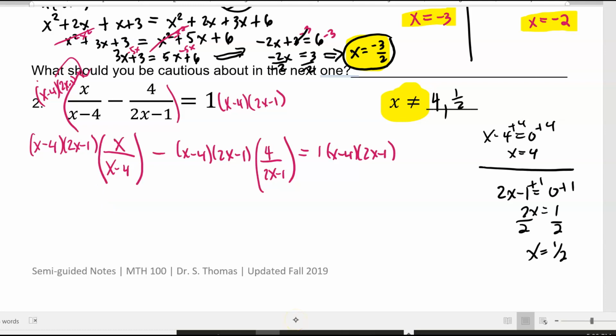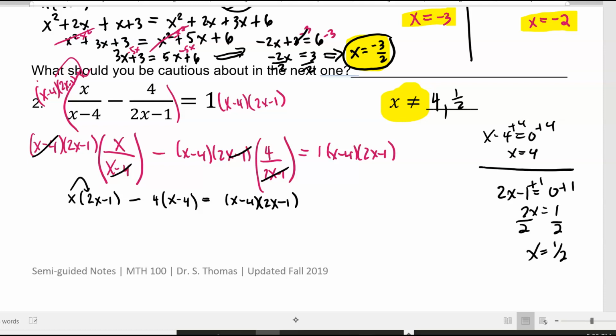We have x minus 4 canceling out here, and we have that x left over and that 2x minus 1 left over. And then we have 2x minus 1's 4 times x minus 4 left over, equals, and then we have that 1 times x minus 4 times 2x minus 1. Again, that 1 is pretty obsolete. You don't even have to write that.